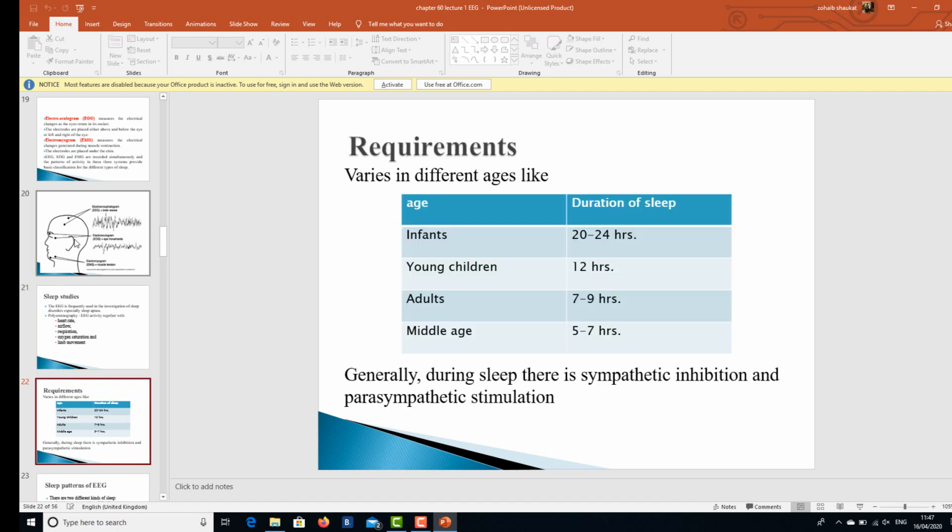Sleep requirements vary in different ages. Infants sleep up to around 20 hours, young children around 12 hours, adults 7 to 9 hours, and in middle age 5 to 7 hours. Generally during sleep there is sympathetic inhibition and parasympathetic stimulation.